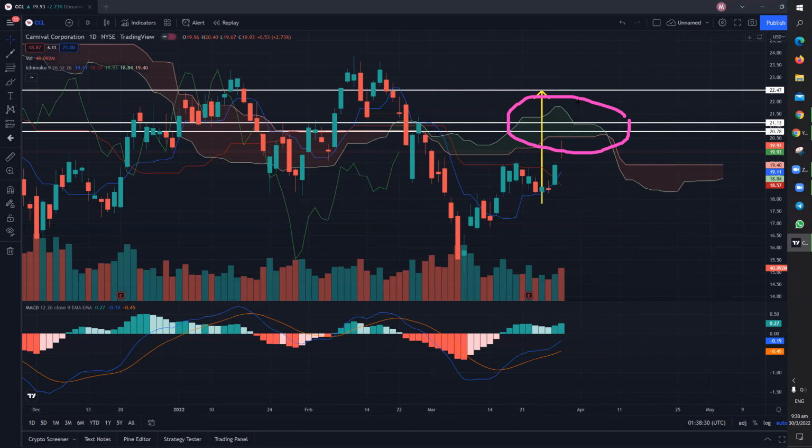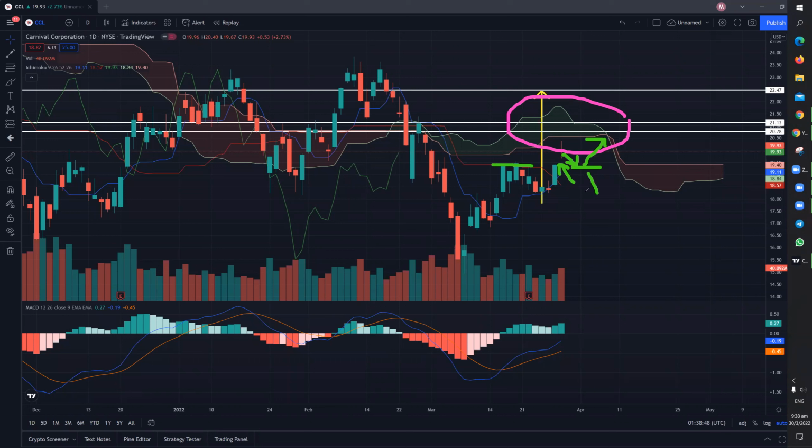Nevertheless, do note that because of yesterday's gap up, there is a very, very small gap that needs to be filled. What we want to see is the previous resistance here becoming support. So if the stock were to drop back down to these support levels, then we can potentially go up higher.